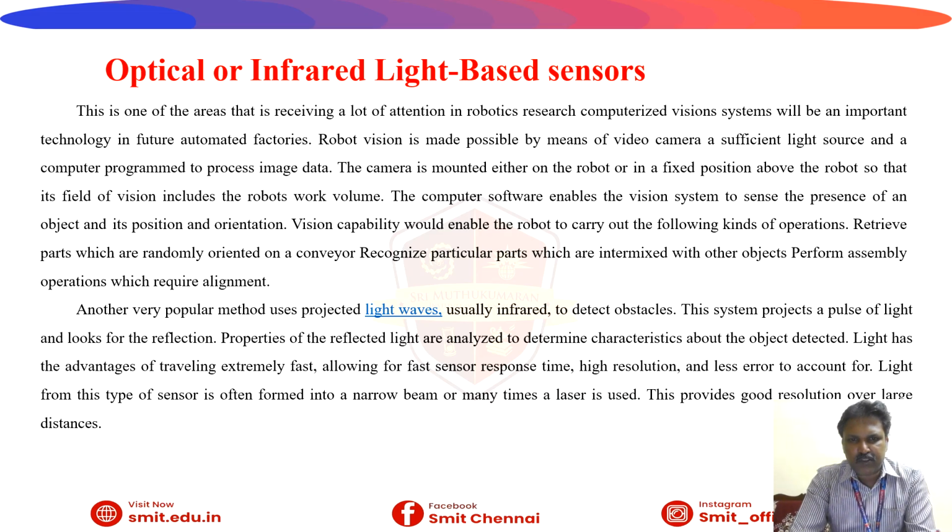Another very popular method uses projected light waves, usually infrared, to detect obstacles. This system projects a pulse of light and looks for the reflection. The properties of the reflected light are analyzed to determine characteristics about the object detected. Light has the advantages of traveling extremely fast, allowing for fast sensor response time, high resolution, and less error to account for. Light from this type of sensor is often formed into a narrow beam, or many times a laser is used. This provides good resolution over large distances.